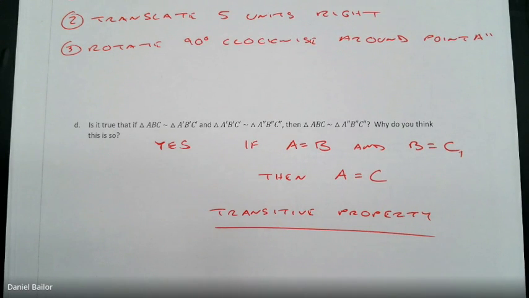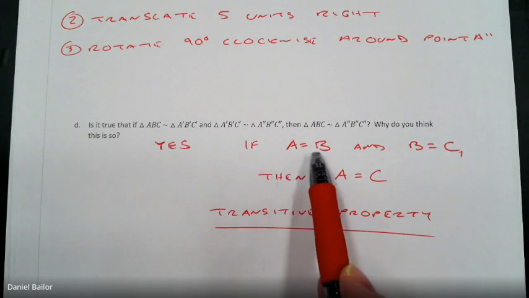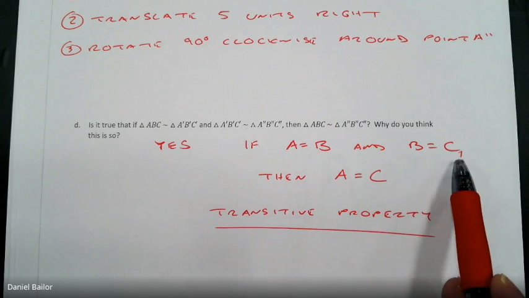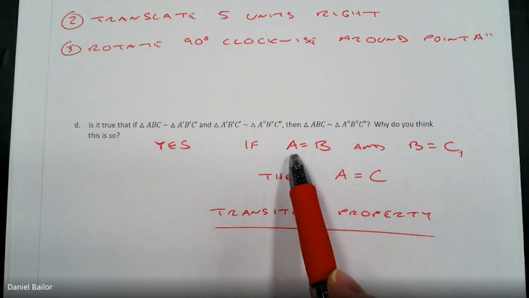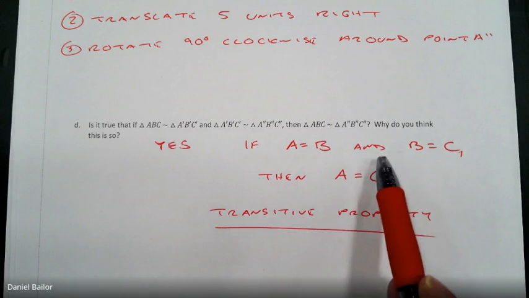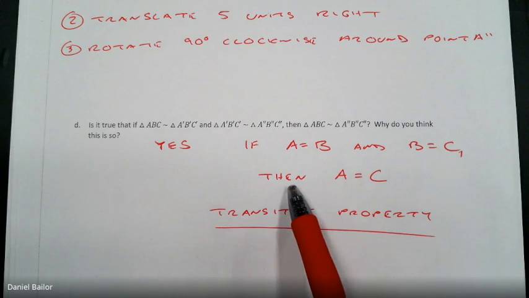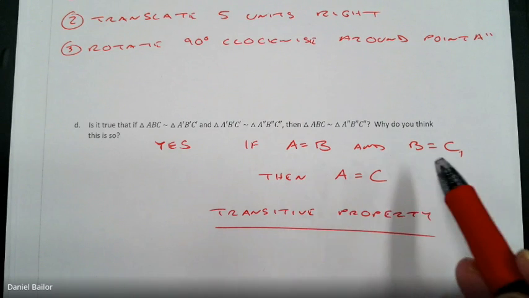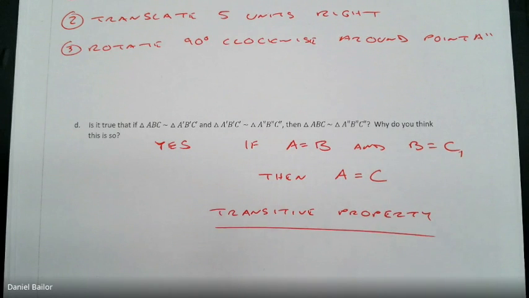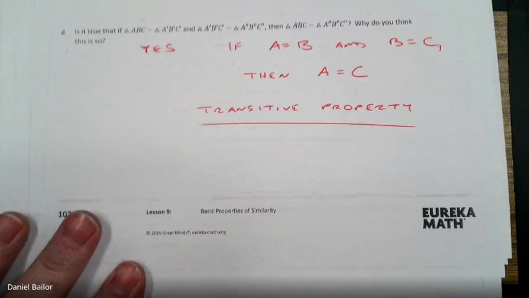If you think of it like money, let's talk about like 10 cents. If two nickels equals 10 cents and 10 cents equals 10 pennies, then two nickels equals 10 pennies. In other words, we just have three things that are all equal. A and B are equal, B and C are equal, so that means A and C are automatically equal. So it works for similarity also.